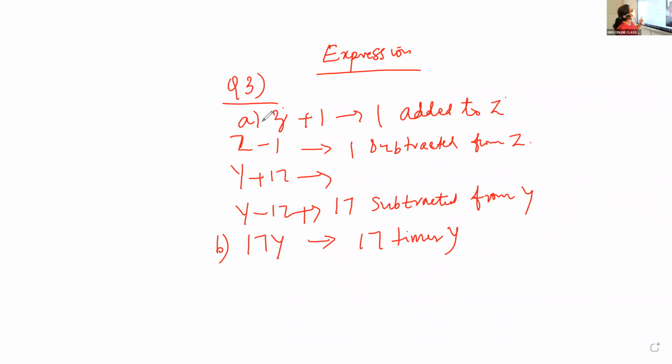17 multiplied by y. Ma'am, can we write 17 point y? No, no, no, point y don't. I will explain how to write. That is a very good question, Cheryl. Here the keyword is times, so it means multiplication. 17 multiplied by y. That is also another way you can write.